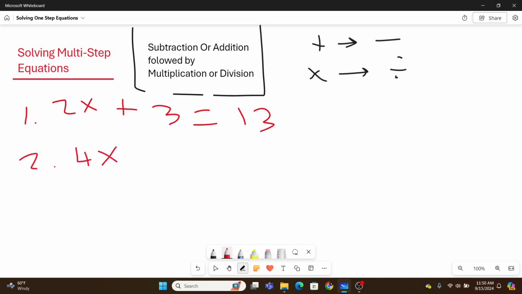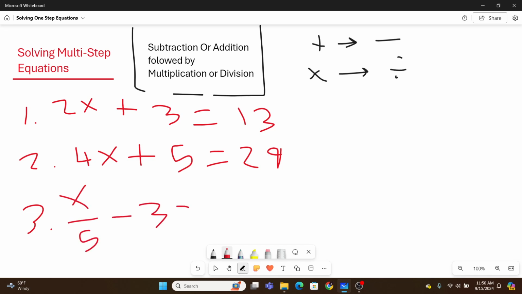4x plus 5 is equal to 29. And for number 3, we can do x divided by 5 minus 3 is equal to 17. So right now, pause the video and go ahead and solve these equations. I'll be demonstrating the solution in just a second.